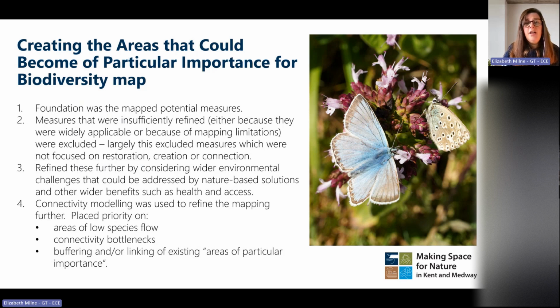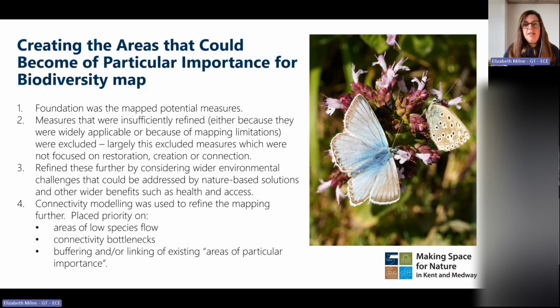And this placed priority on areas of low species flow, areas where there was a bottleneck to connectivity, and areas where there was a need for buffering or linking existing areas of particular importance. And the rationale for this final refinement on connectivity was that if you think of our better, bigger, more joined up principles as a hierarchy, and our ultimate aim is to get to joined up, then by directing our action into areas where we know we need that join up, we would achieve that.